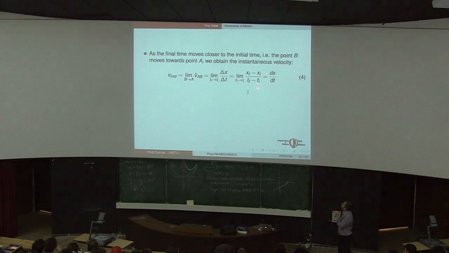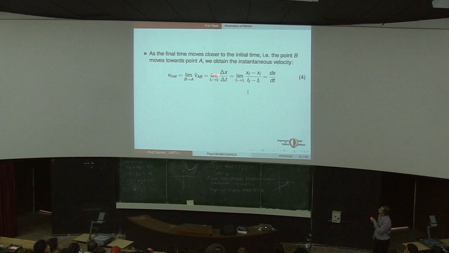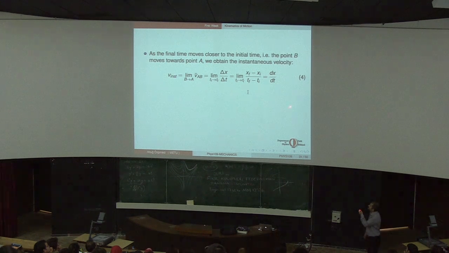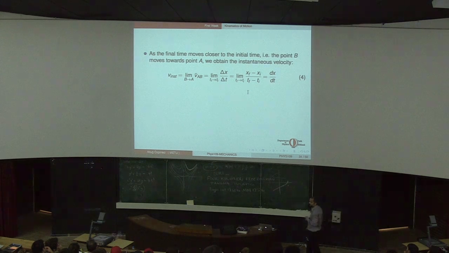These differences, in the limit as the final time approaches the initial time, since I'm just letting the system move for a very small amount of time, the system will move a very small distance. So both of these will be infinitesimally small in that limit, and I write it as dx by dt. If I know the position as a function of time, this is nothing but the derivative of that function with respect to time. So the instantaneous velocity at a given point is nothing but the derivative of the position of my object with respect to time.